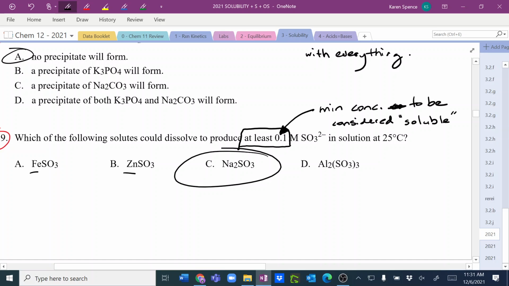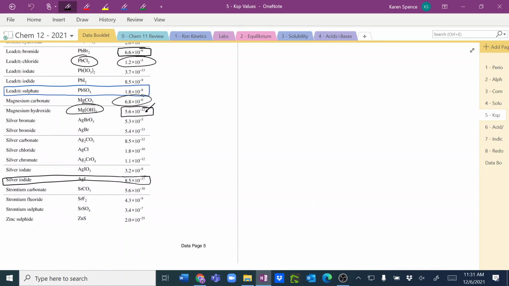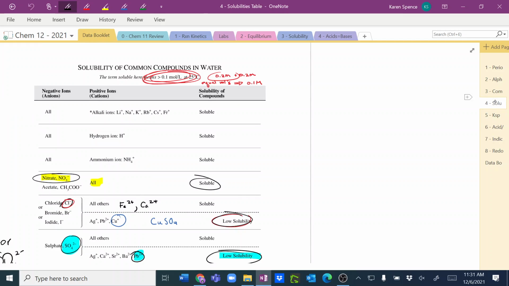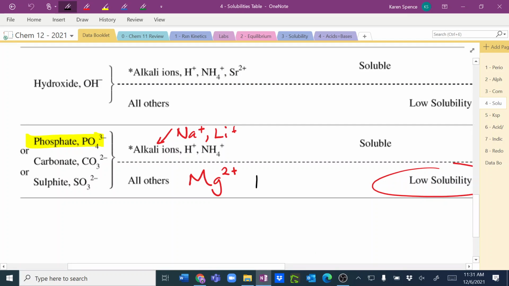You can, of course, confirm it by saying, what about iron and zinc, aluminum with sulfite? We can go there and look at sulfite, iron, and aluminum. And I forget what the other one is, but it's definitely only the alkali ions, ammonium and hydrogen, that are soluble with sulfite.